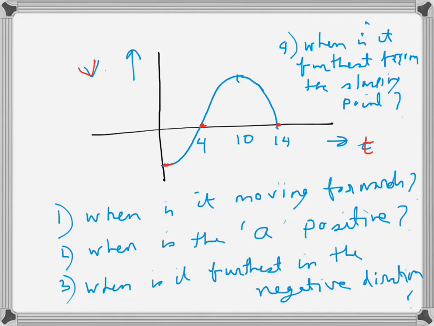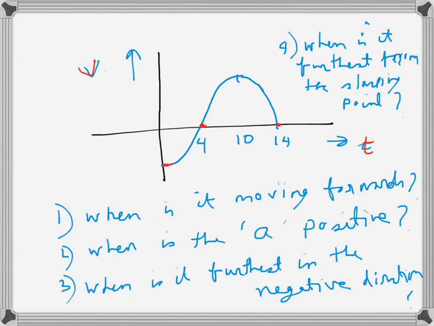So from t equals 4 to 14 it is moving forwards. So this is when it is moving in the forward direction.